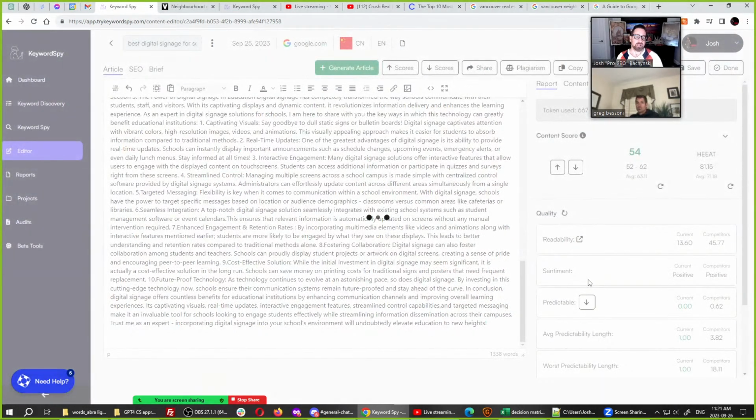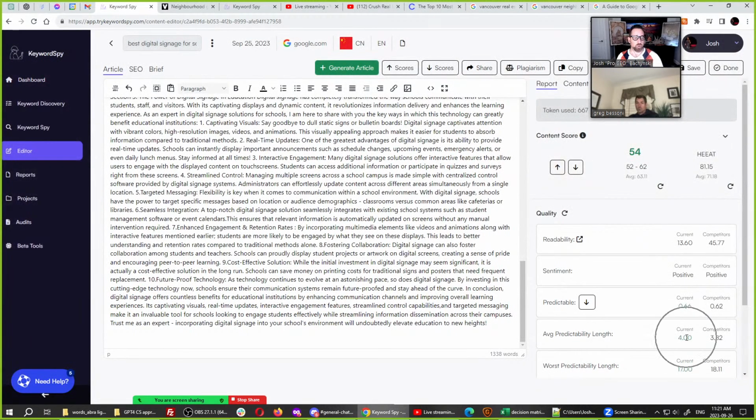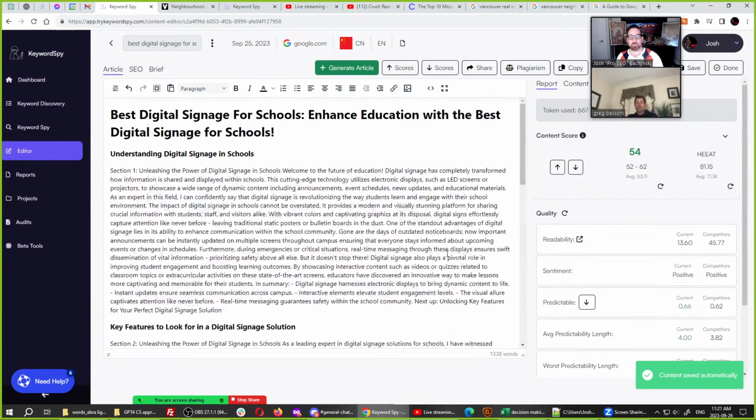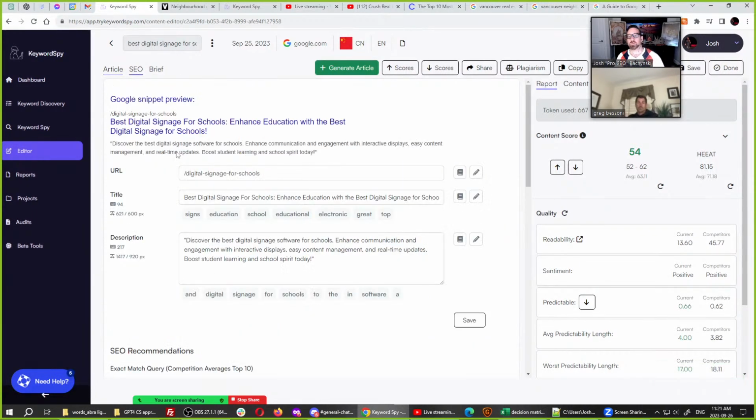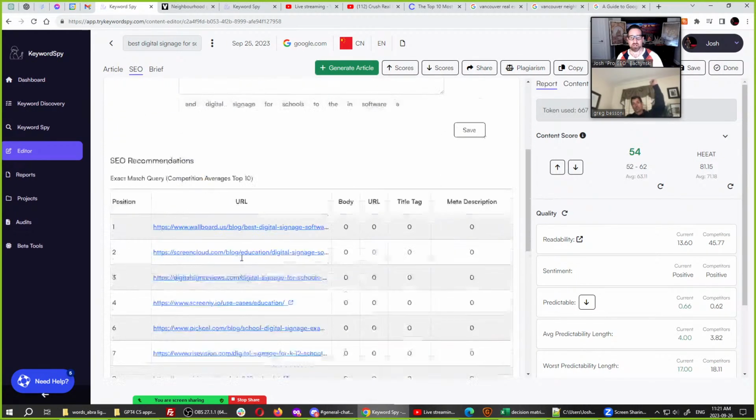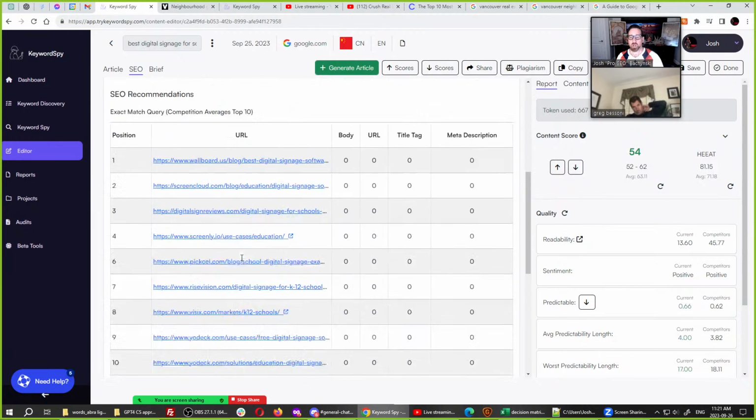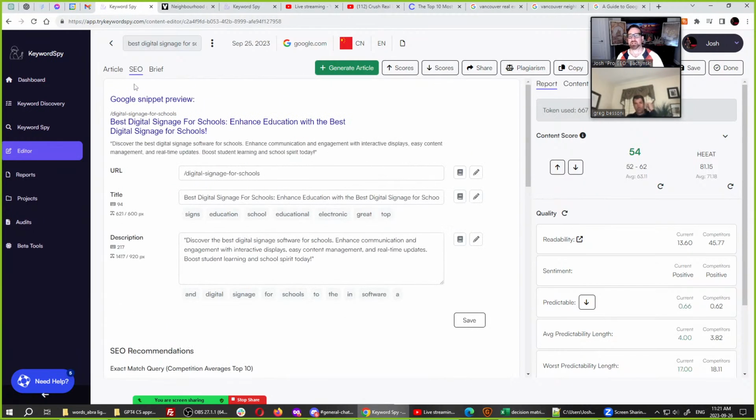And you'd check this out. This score is going to be close, but you're going to have to get this score a little bit down. The average predictability length. How many predictable words? Oh, boom, it's perfect. There you go. How long did that take me? 3 seconds? Boom. Perfect SEO article. URL is done. The title is done. Description's done. You're basically done.